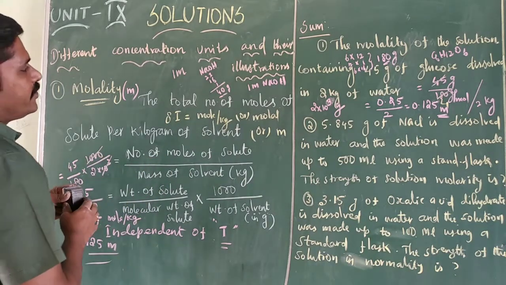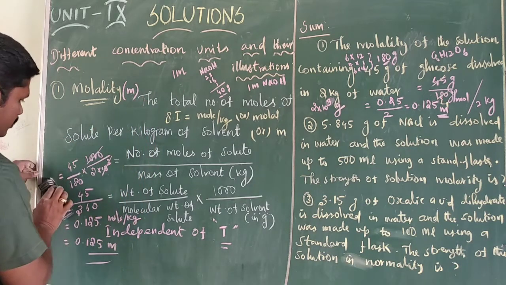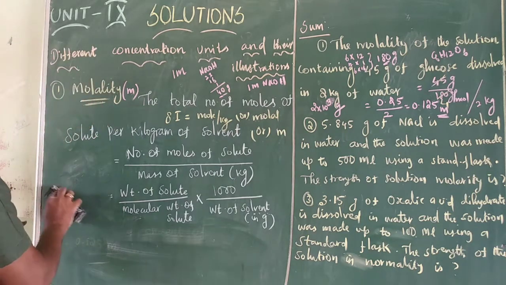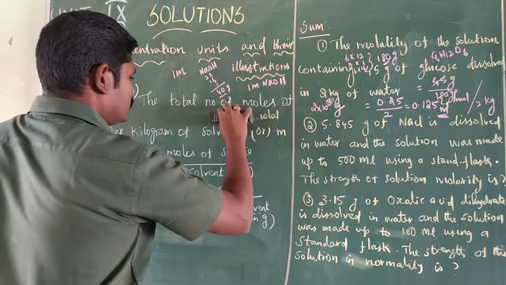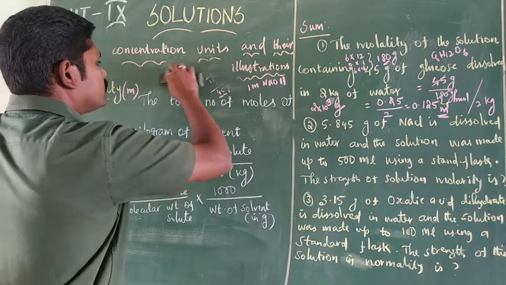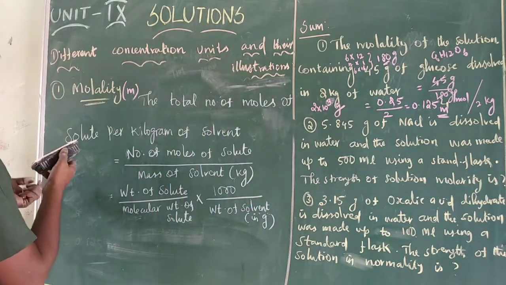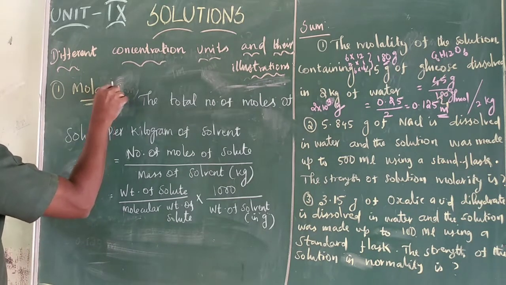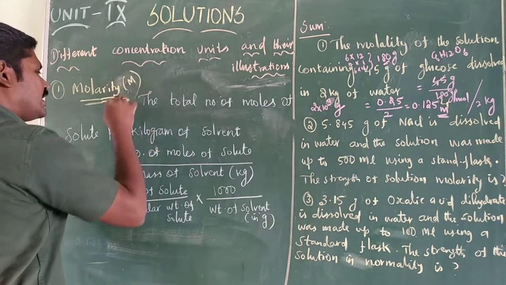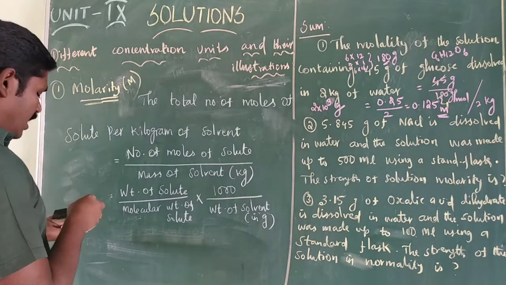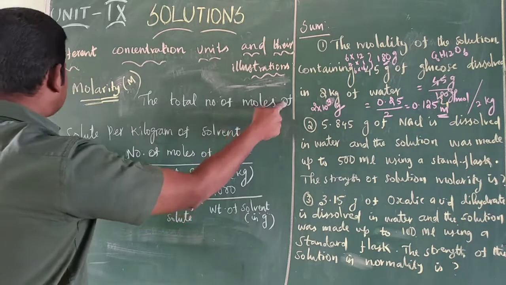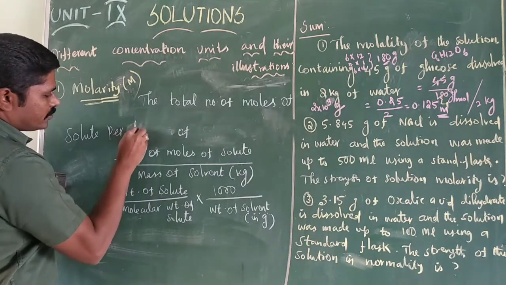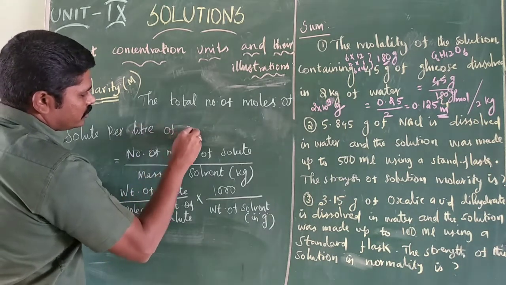The next one is molarity, denoted as capital M. Define molarity: the total number of moles of solute per liter of solution.